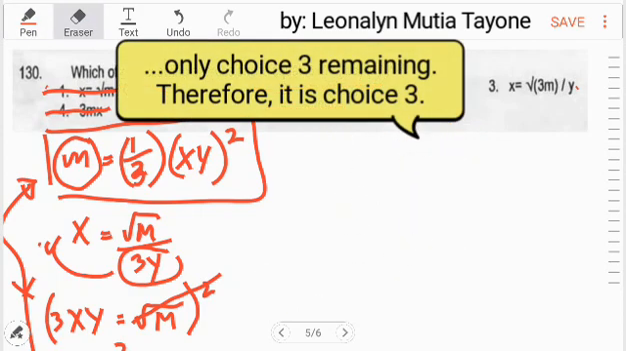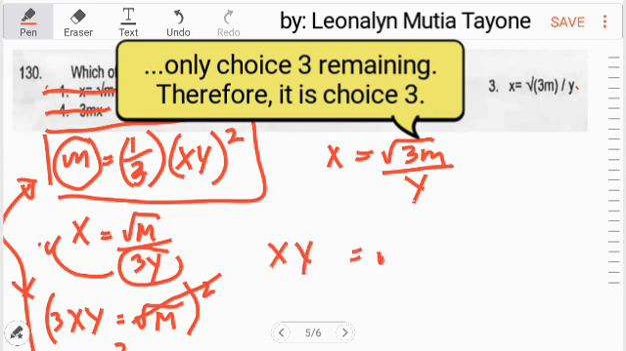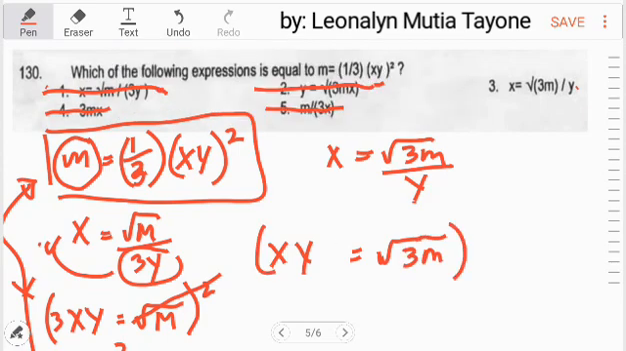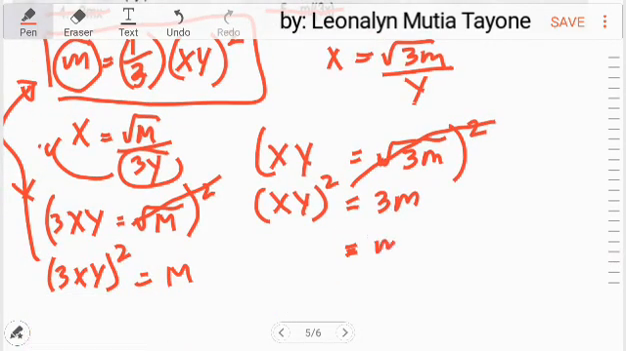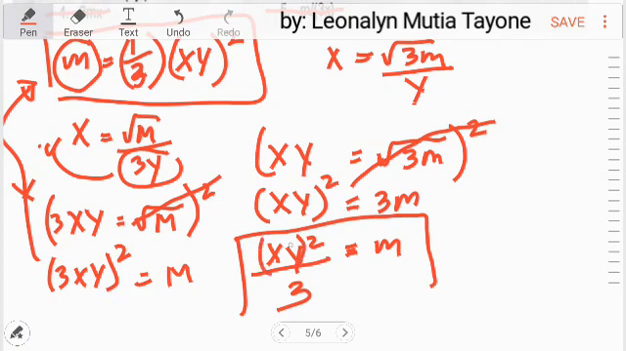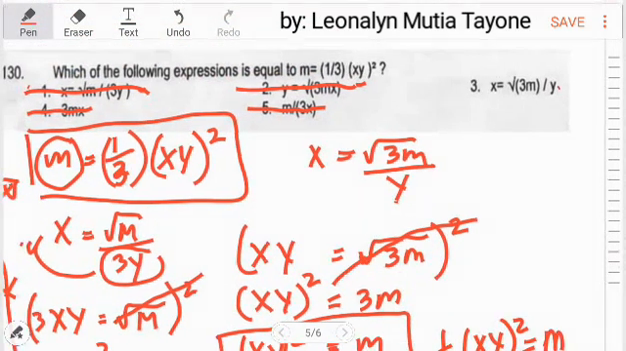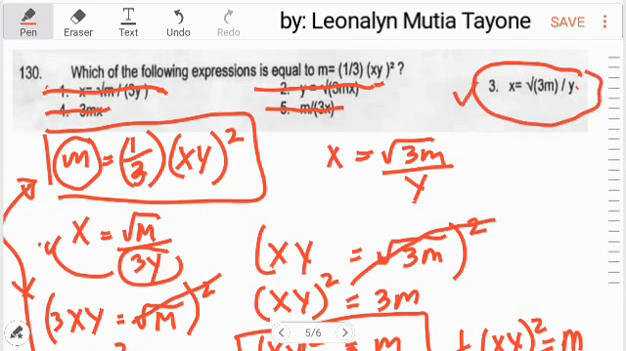Next, itong si x equals square root of 3m over y. So, itong si y, i-transfer natin sa kabila. So, magiging square root of 3m. Then, ang buong equation, i-raise natin ng 2 para makancel out itong square root natin. So, magiging 3m tapos, xy squared. Next, para ma-isolate si m dyan, itong si 3, i-divide natin sa kabila over 3. Itong x, mayroon pa yung parenthesis. Itong si xy squared over 3 equals m, pareho lang yan sa 1/3 xy squared equals m. Therefore, ang sagot dito ay itong choice number 3.